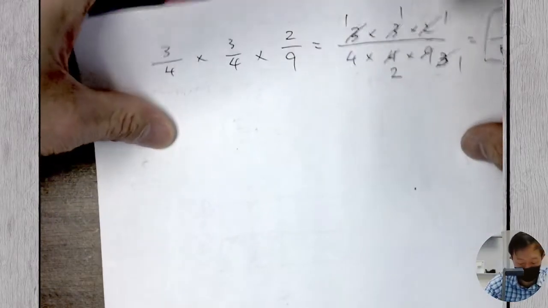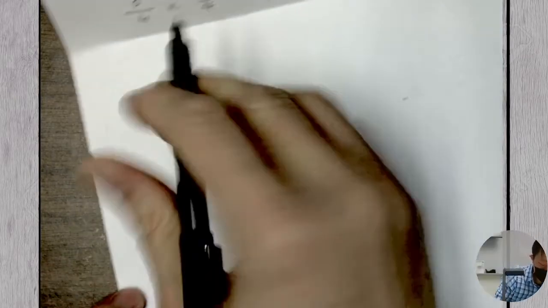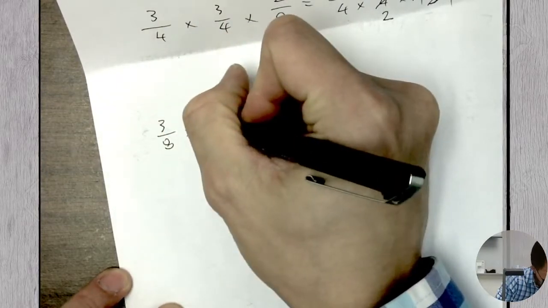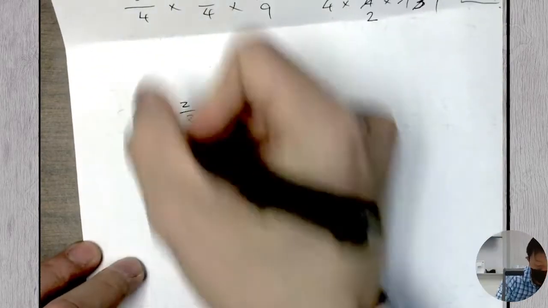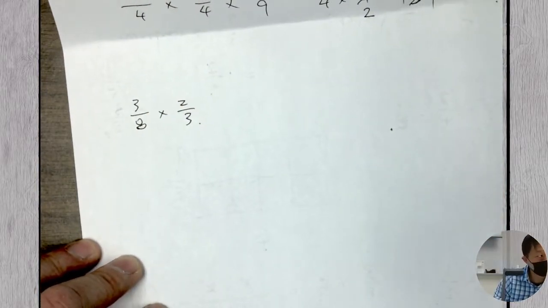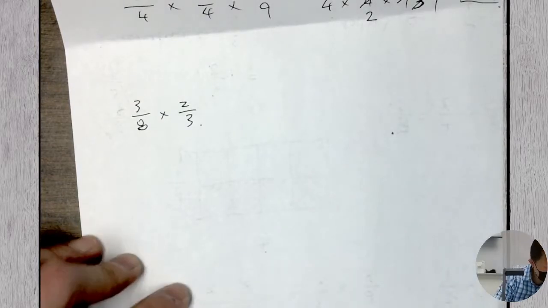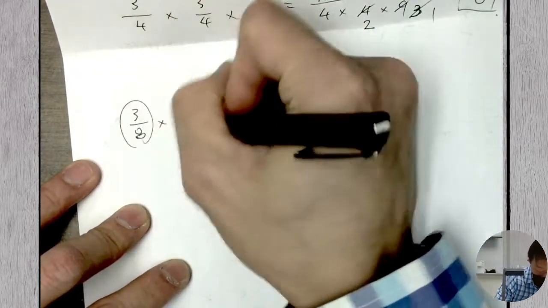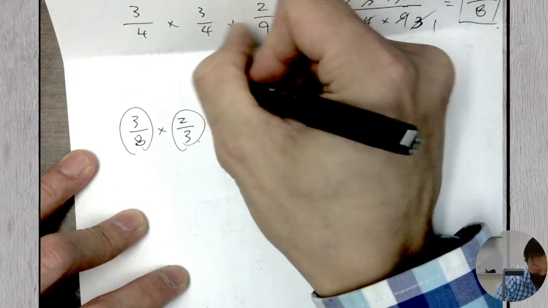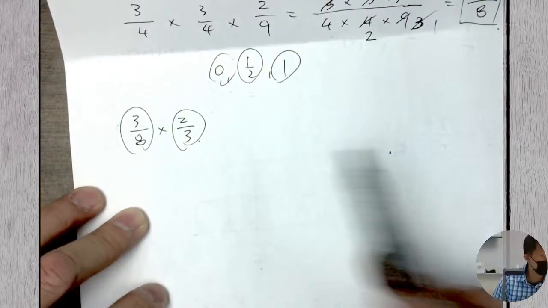In your assignment, it also asks you to estimate. I don't know why you need to estimate, but if you need to, why not? If you have 3 over 8 times 2 over 3, I think we can do this easily, but if the book is asking to estimate, what I suggest is you change each of these numbers into 0, half, or 1. You're going to change into one of these numbers just for estimation.